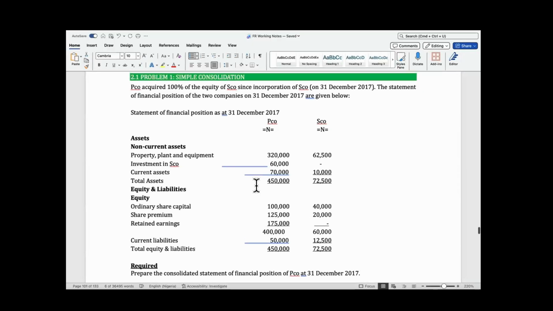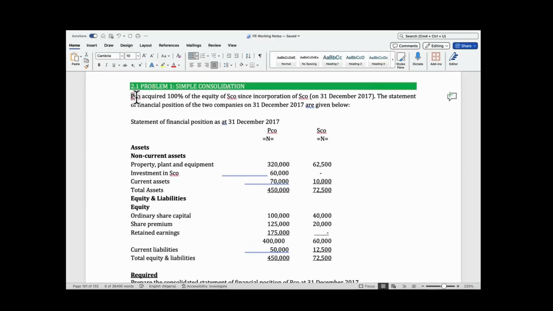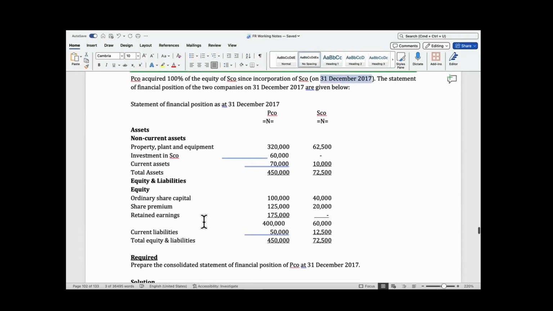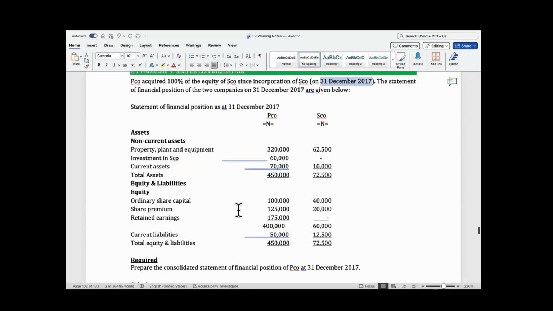All right, thank you. So not PCO, it is PICO. The name of the company is P, this co is company or limited, something like that. So PICO acquired 100% of the equity of ESCO since incorporation, which is 1st December 2017. They gave us the statement of financial position of each entity, and we're asked to prepare the consolidated. Now, consolidation is as easy as adding these items together individually and looking for similar items to cancel out.